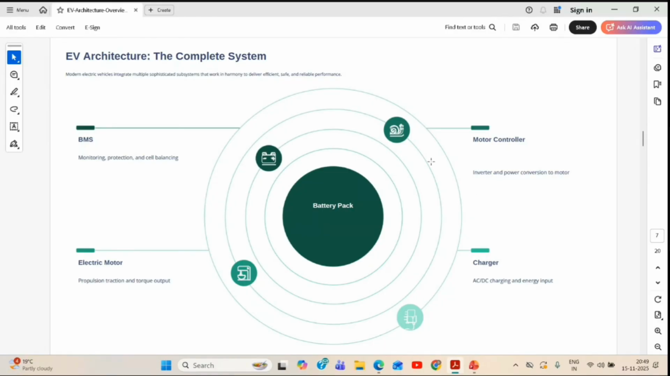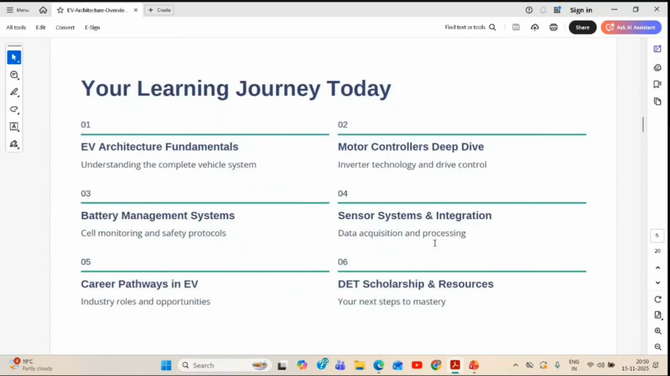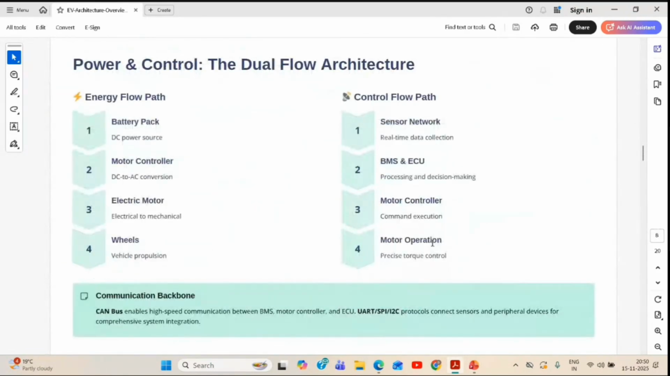Okay, now let us move to the next. A little bit regarding how the energy flows. If you consider a battery pack, we are deriving energy in an EV from the battery pack, and from the battery pack it comes down to the motor controller and electric motor, and at last, we are energizing our wheels. Right now, this is understandable. We know all these things.